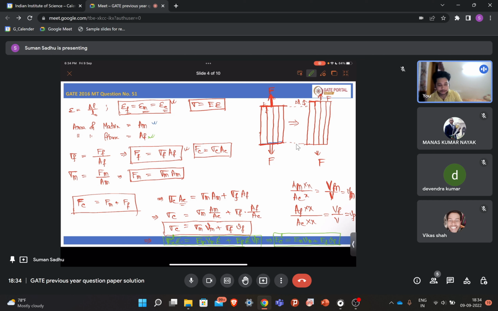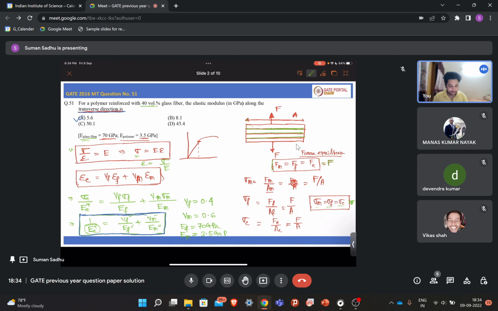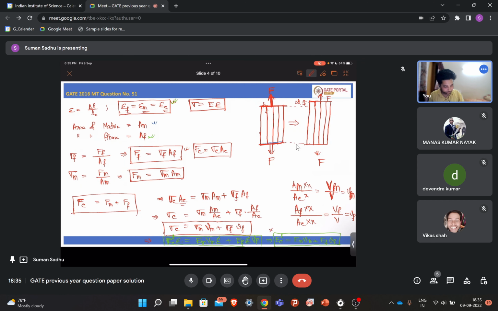Means in this case, epsilon is same for the matrix, for the fiber, and for the composite. And the earlier case, what was there? Earlier case, your sigma was same. Stress on the matrix and this sigma was same, right? So this is the difference. That is why you are getting two different kinds of relationship. So just note down this formula and that formula. These two formulas are very important. This one and this one. If you know these two formulas, you can easily calculate the elastic modulus in the transverse direction and in the longitudinal direction.